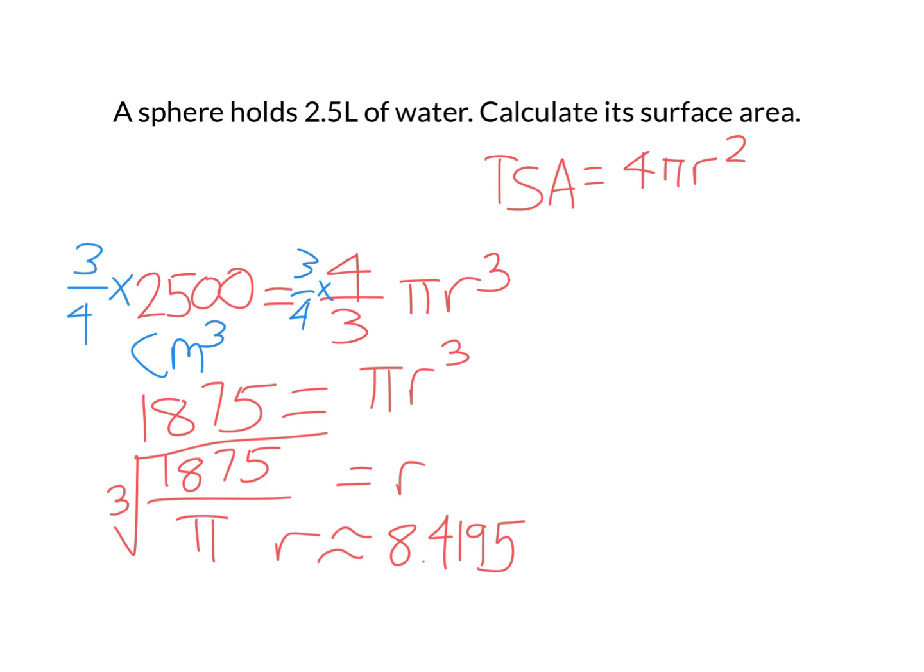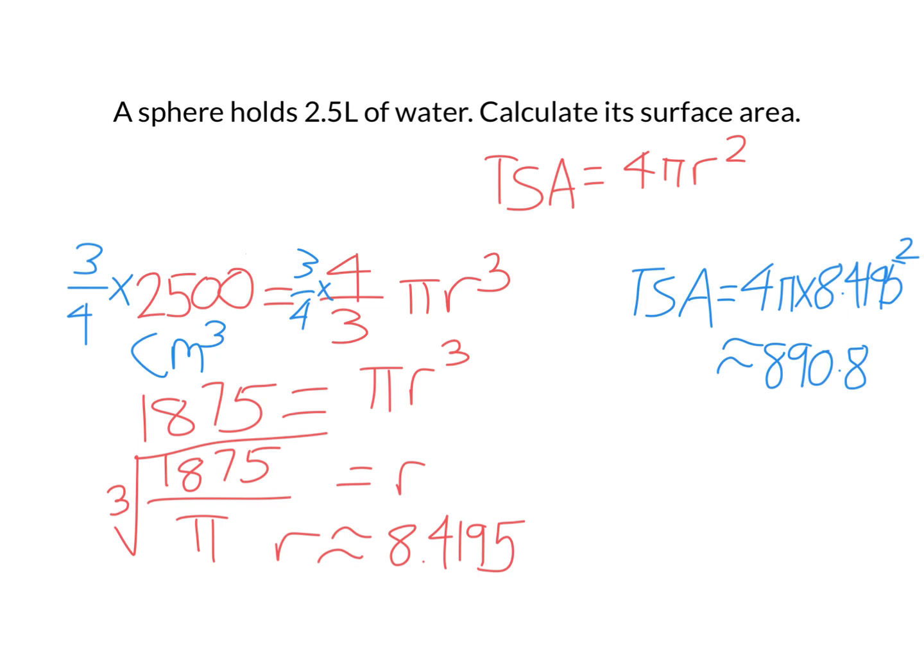So if that's the radius, then that means the total surface area of this particular sphere is 4 pi times radius squared. So you would use the answer button in your calculator. You just go 4 times pi times answer squared, and we get about 890.8, and surface area is always in units squared. So r would be in centimeters because our volume was centimeters cubed, so surface area is in centimeters squared.